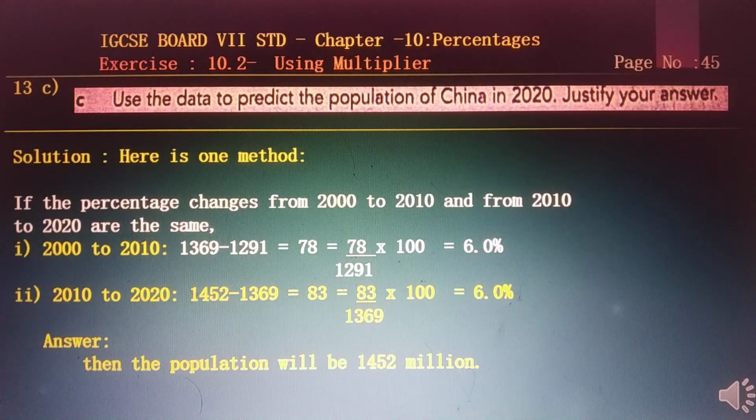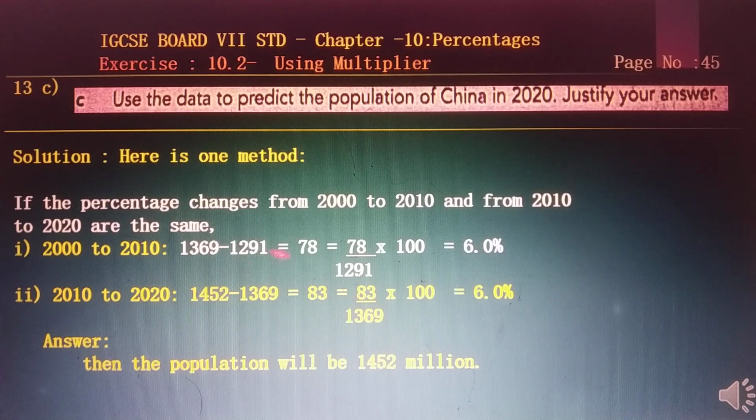And question number 13C, use the data and predict the population of China in 2020. The same way, if the percentage change from 2000 to 2010 and from 2010 to 2020 are the same. So 2000 to 2010 here is 78, we are getting 6%. The same 2010 to 2020, here is 83. Finally we are getting the percentage is same, 6%, but based on that 6% we are getting 1452. Then the population will be 1452 million.